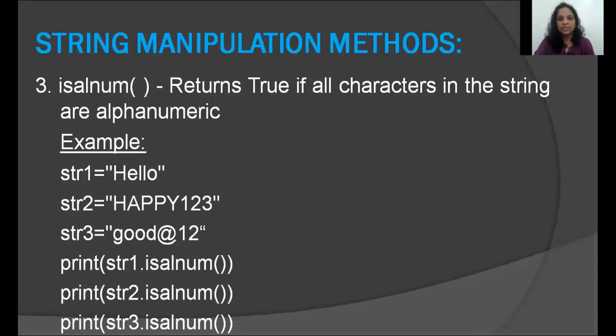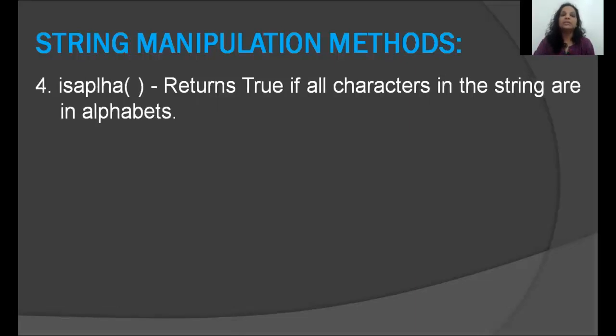But if you look at the third function, str3.isalnum is going to give me the answer false because it has a special character, that's the @ sign. Clear? Okay. Next, we are coming to isAlpha function.